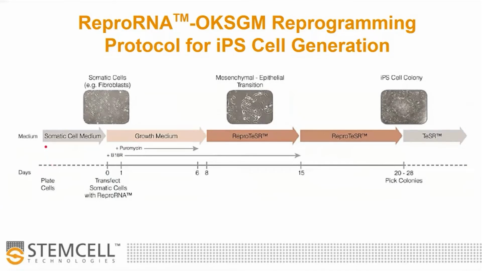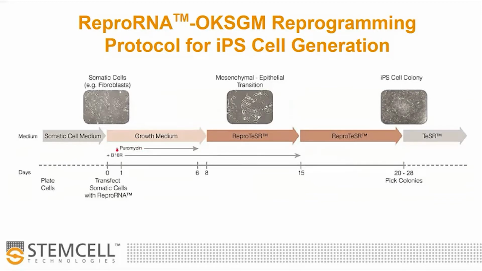You would grow those low passage fibroblasts in somatic cell medium. This is a high glucose DMEM medium containing FBS. On day 0, you would transfect those fibroblast cells with ReproRNA. It's a single transfection. And then you would place those cells in growth medium. The growth medium is a serum containing advanced DMEM medium. And it also contains B18R and also, for the first few days, puromycin.